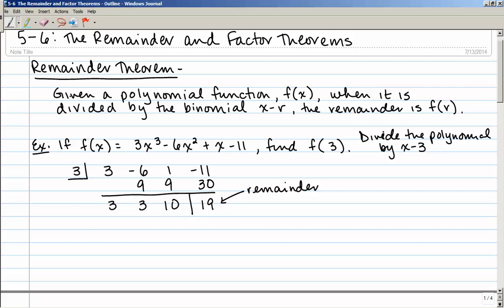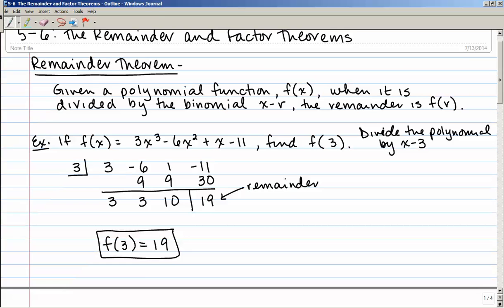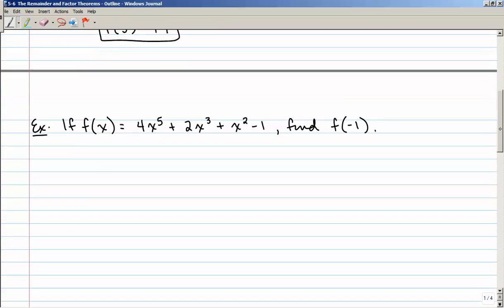According to the remainder theorem, whatever the remainder is, that's what f of r is, f of whatever I divided by. So, f of 3 is equal to my remainder, which is 19. Maybe a little extra work, but I think it's a lot easier than plugging 3 in and doing the PEMDAS thing. Let's try another one here.